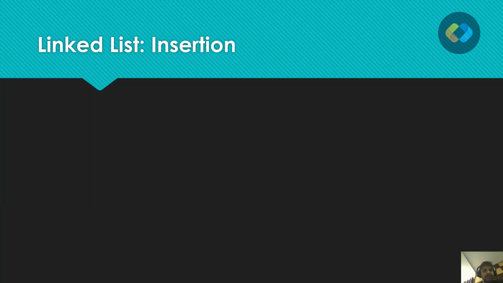So, in the last lecture, I gave you the overview about the linked list and why we need linked list as a data structure because we already have array. So, why do we even need linked list as a data structure? If you haven't watched that video, I highly recommend you first watch the overview of the linked list, and then come back to this video.